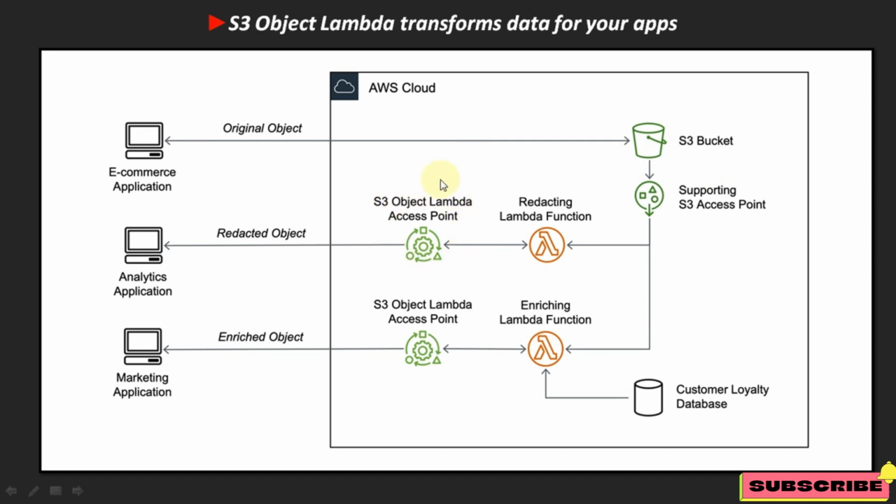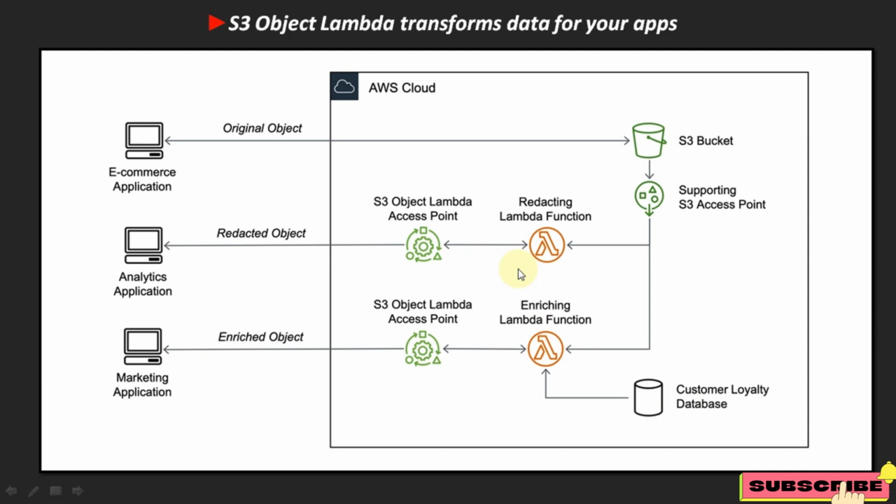Through the S3 Object Lambda access point, an application can send a standard S3 GET request to S3 buckets, and the Lambda function will process the data. Then the application gets the transformed results back from the S3 Object Lambda access point. With S3 Object Lambda, you can create your custom Lambda functions to tailor the data transformation to your specific use case, all without changing your application.